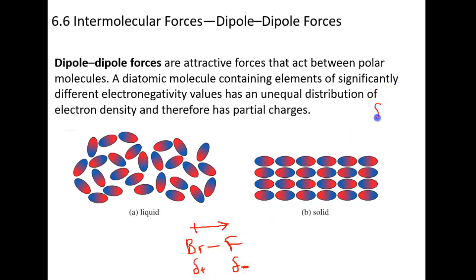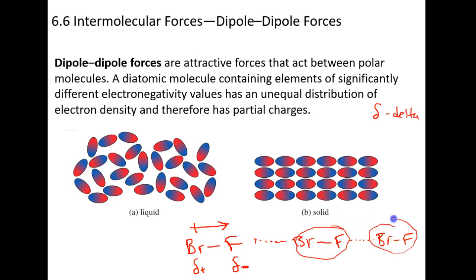This kind of symbol is a delta symbol. It's a short lowercase delta. Okay, and then I put either a negative or a positive telling me where the electron density is. Okay, so the dipole is towards the fluorine. So fluorine has more of a negative charge around it, and bromine has more of a positive charge around it. So what happens is this fluorine is attracted towards a bromine of another molecule. This fluorine is attracted to another bromine of another molecule. And then this bromine is attracted to another fluorine of another molecule. And you have a network of these interactions.